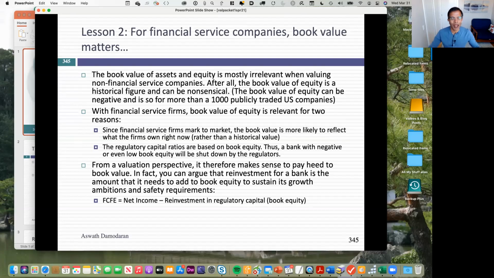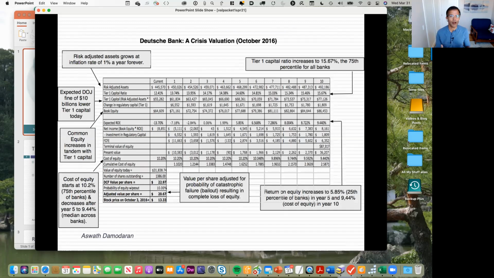If you're a growing bank, you need to reinvest more than if you're a mature bank. If you're a troubled bank, you have to reinvest more than if you're a healthy bank. If you're a bank that's had a recent big loss, you have to reinvest more than if you're a bank without that problem. So my definition of free cash flow to equity is to start with net income. This is what you always start with. But instead of adding depreciation, subtracting CapEx, subtracting change in working capital, I'm going to subtract out the reinvestment they will have to make in regulatory capital.